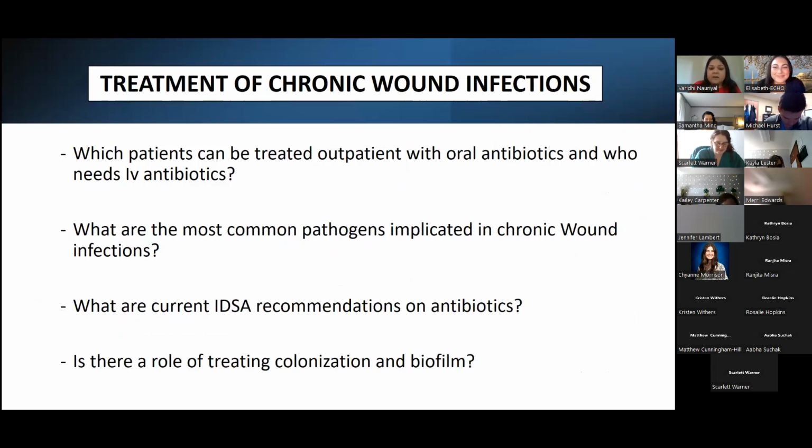The questions that come up in chronic wound infections, to piggyback on the questions I asked earlier, is which patients can be treated outpatient with oral antibiotics, and which ones do we need to admit for IV? What are the most common pathogens that are implicated in chronic wound infections? I wanted to touch on what the current IDSA recommendations are and the role of treating colonization and biofilms.